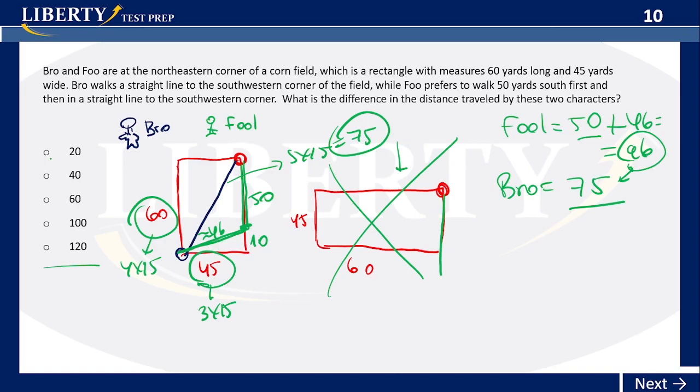So it's about 20. This one was maybe an intermediate, maybe a little harder. But playing with common triangles is going to allow you to save some time and get a good approximation.